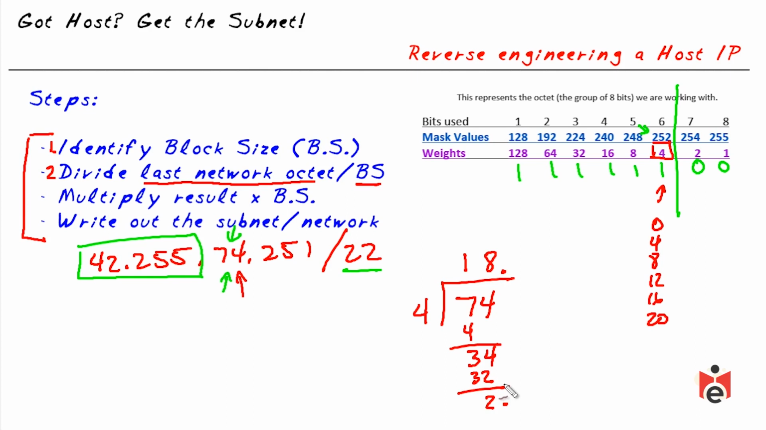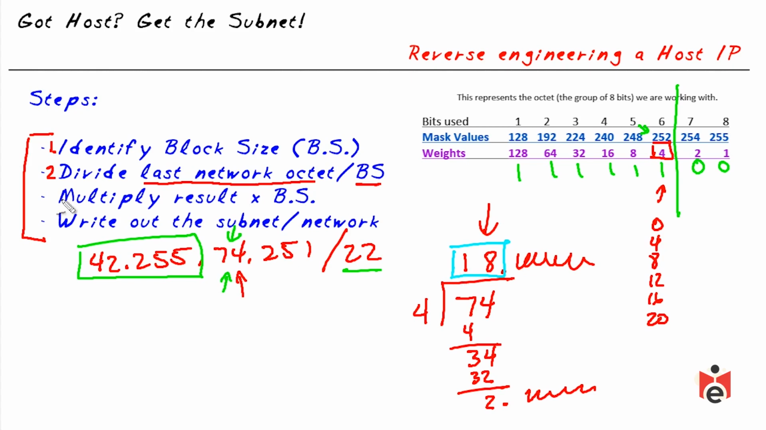And here's the cool thing. I don't care, and we don't care what that remainder is. All we were really after is how many times does this block size go into that octet? The answer, my friend, is 18 times. Right there. That's the winner. And that's step number 2.